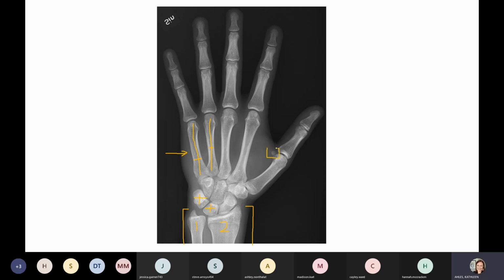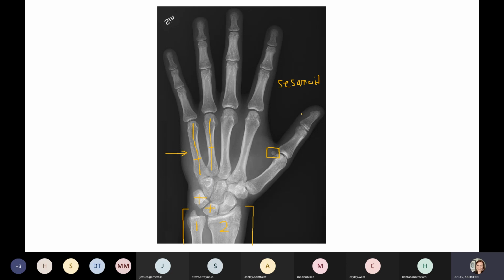One more bone that we see right here. This kind of bone is not named based on its shape, but it's named based on its location. This is a bone called a sesamoid bone. And when we talk about sesamoid bones, we're talking about a bone that lives entirely inside a tendon.